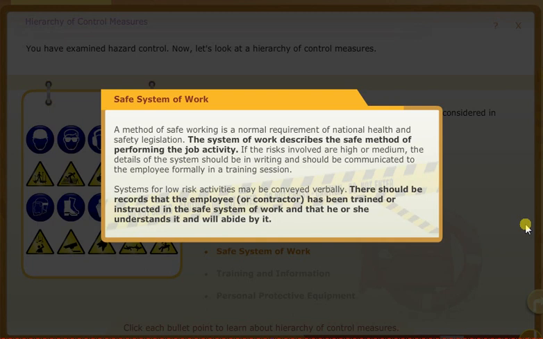Systems for low-risk activities may be conveyed verbally. There should be records that the employee or contractor has been trained or instructed in the safe system of work and that he or she understands it and will abide by it.